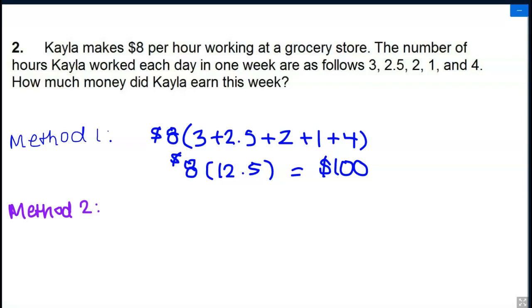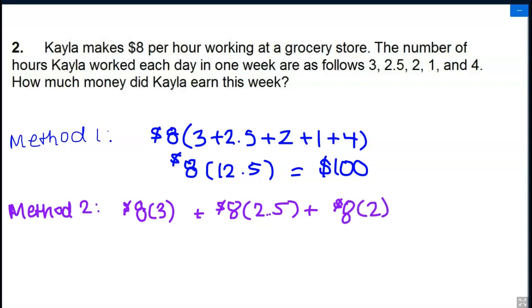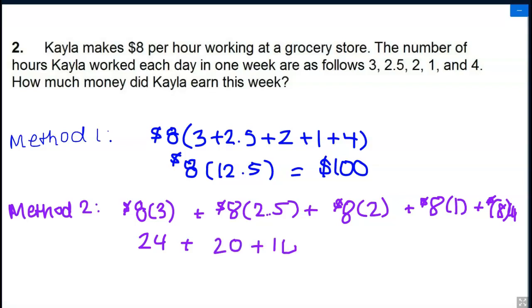Method 2 would be to find out how much she makes each day to see what she earns for the week. So that would be like 8 times 3 plus 8 times 2.5 plus 8 times 2 plus 8 times 1 plus 8 times 4. So then you would add your 24, you would add your 20, 16, 8, and 32 to see once again that she earns $100 for the week.